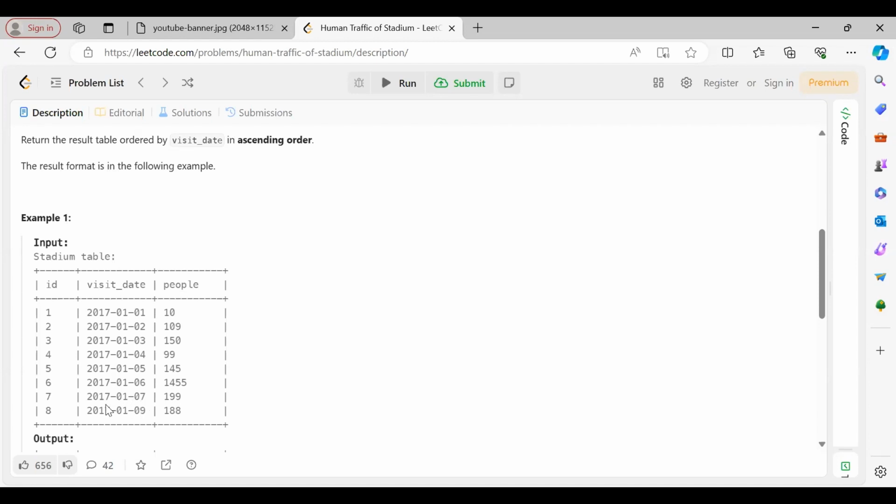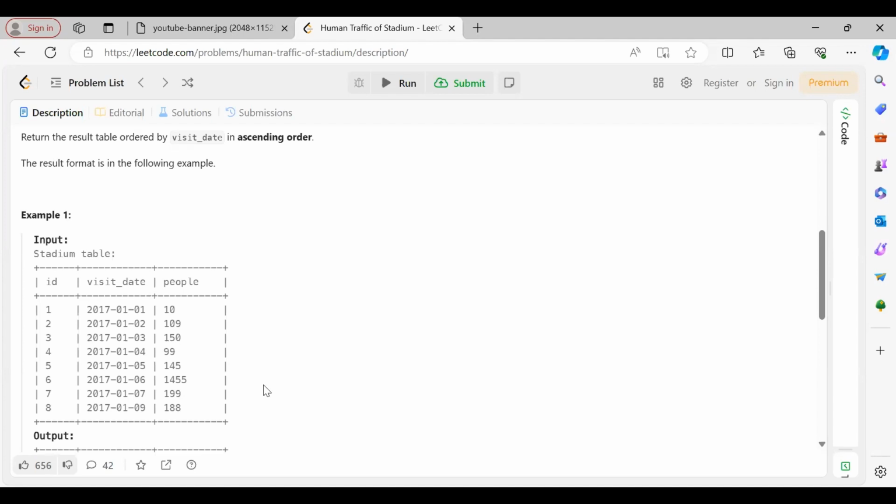So there is a miss in between the dates, like after 7, it goes to 9. We do not have 8th of January data. So maybe the stadium would be closed, or there were no events in the stadium. It could be any possibility because of which the date is not given. Now we have to find 3 consecutive days for which the number of people who visited the stadium is more than 100. So let's look at the first row.